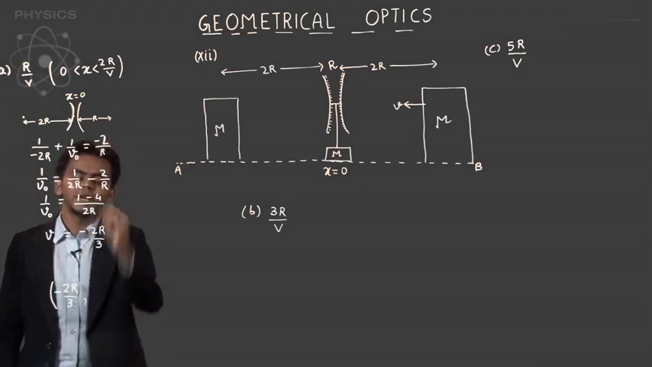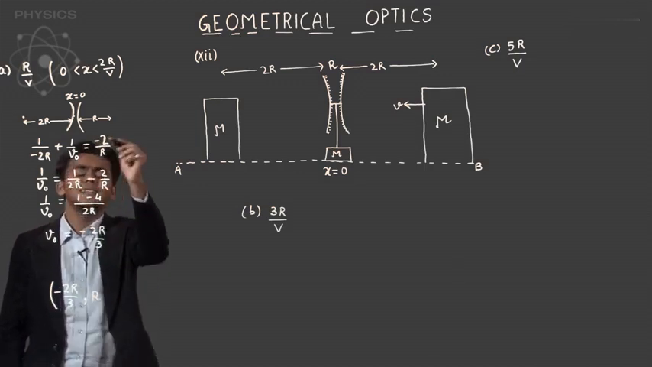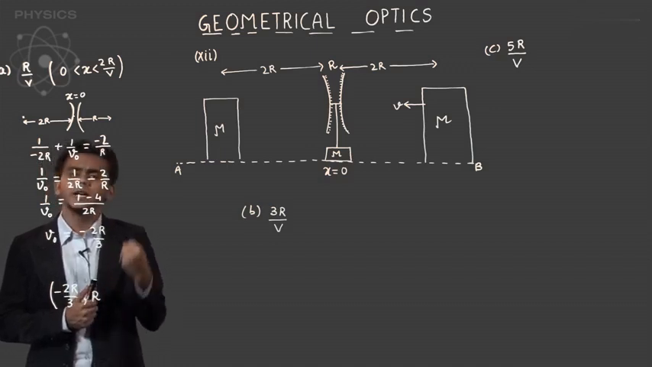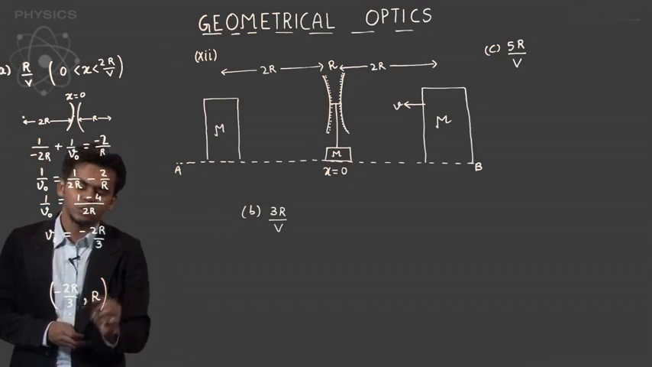This is r to the right side. Why r? Because object and image are forming on the same point, because r is the radius of curvature, and whenever you keep the object at the radius of curvature of a concave mirror, the image would be formed on the object itself. So this is the solution for the first part.